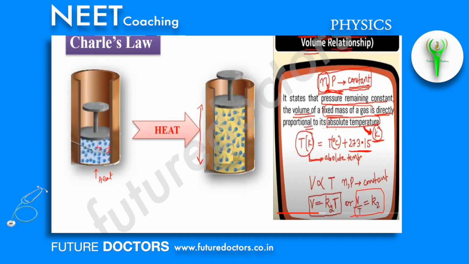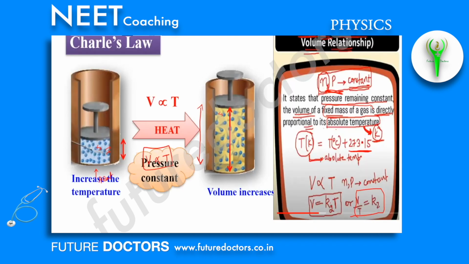Now the distance between the particles will increase, so the pressure remains constant. So when you heat the molecules, the volume increases. So volume is directly proportional to temperature. That is called Charles law. So increase the temperature, volume increases. So volume is directly proportional to temperature at constant pressure.